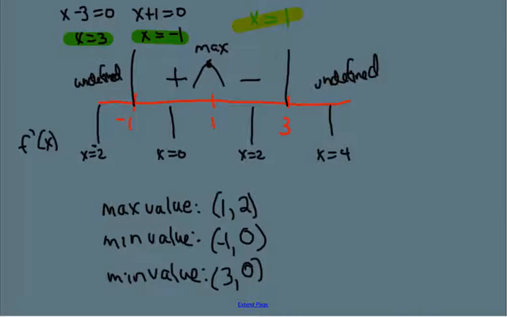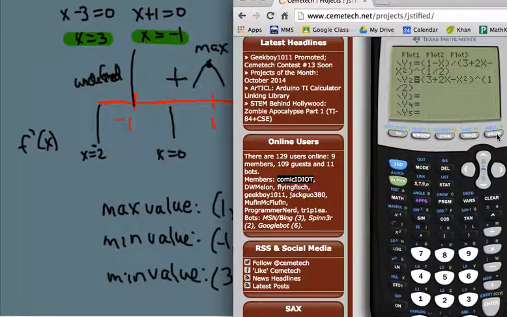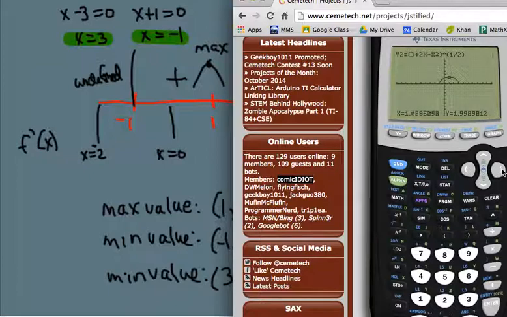Now let's go look at the graph and see if we agree with what we just came up with here. I'm going to graph the original function right here. What we came up with for our original function was a min at (-1, 0), good, and a min at (3, 0). It also said we had a max value at 1. And if we look, as soon as we go to the right or the left of 1, the y values decrease. So that is your max value.